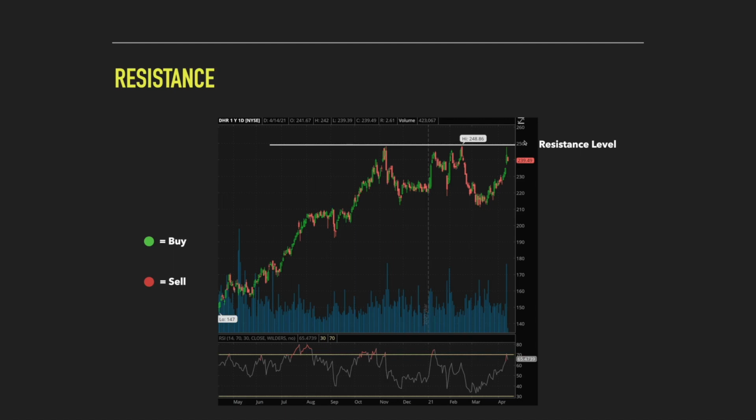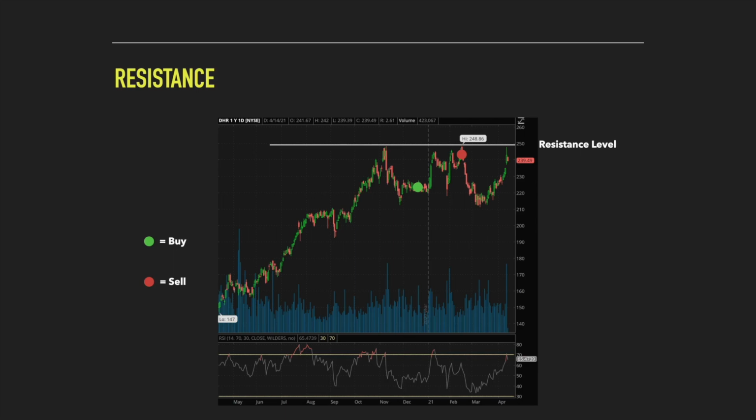So had you been in a position in DHR prior to this resistance forming, and you're looking for an opportunity to sell and lock in your profits on the investment, once this resistance level starts to form and you start to see the price is struggling to break above $250 per share on multiple different occurrences, that's going to tell you that some resistance is forming, and it's going to be a good idea to lock in profits on that trade before the stock does start to pull back down.